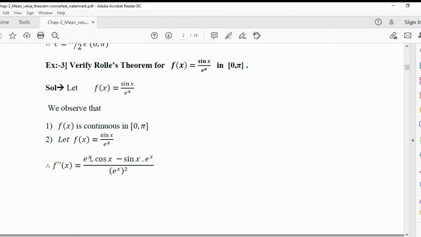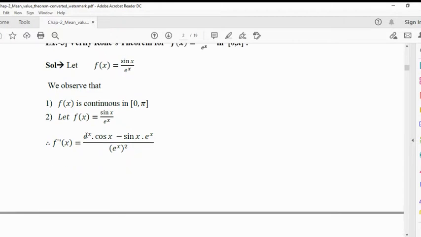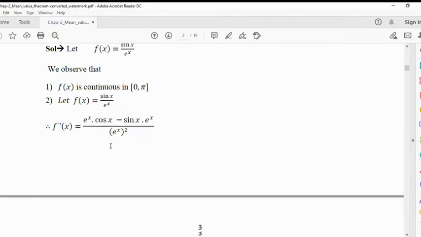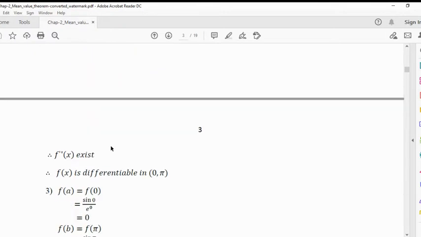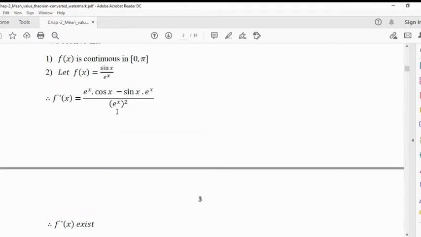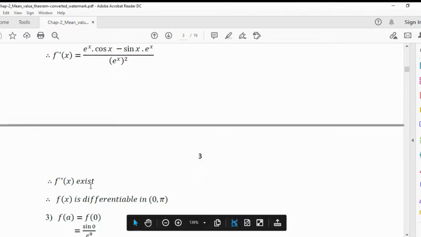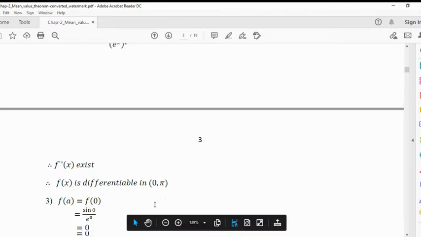So f'(x) is equal to, here we have to use the u upon v rule: v into derivative of u, where u is nothing but sin x, derivative of sin x is cos x, minus u, that is sin x, into derivative of e raised to x, which is e raised to x, upon v square, that is (e raised to x) squared. So we can take e raised to x common from the numerator and cancel with the denominator. So we get cos x minus sin x upon e raised to x. That is f'(x) is nothing but cos x minus sin x upon e raised to x. So f'(x) exists, so f of x is differentiable on the open interval 0 to pi.